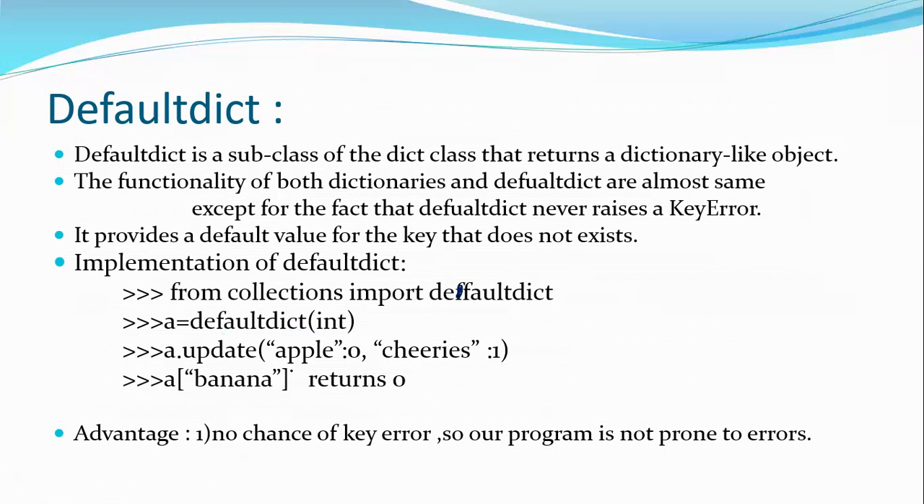I'm saying a.update({'apple': 0, 'cherries': 1}). I'm just updating the values. And if I say a['banana'], what will happen? It will give 0. Why? Because defaultdict by default assigns the value 0 to missing keys. So if a particular key is not available and you search for it, you will not get an error. You will get the value 0, because the default value is set as integer 0. So I will not get a KeyError. For all the keys which are not available, I have a default value. That is the special purpose of defaultdict.